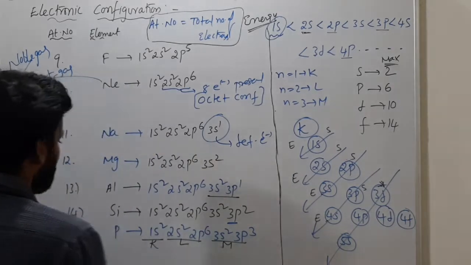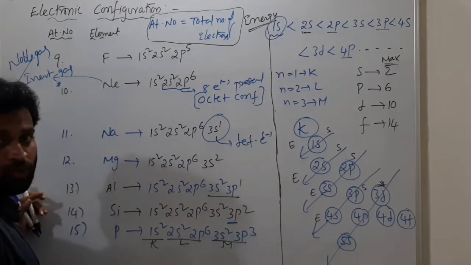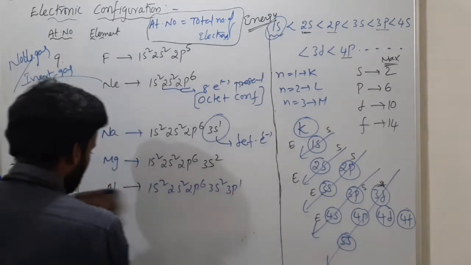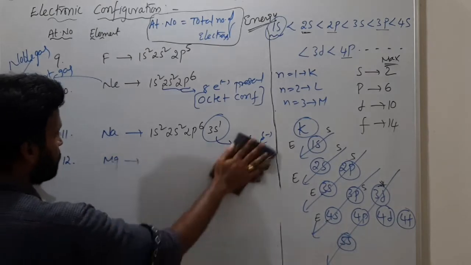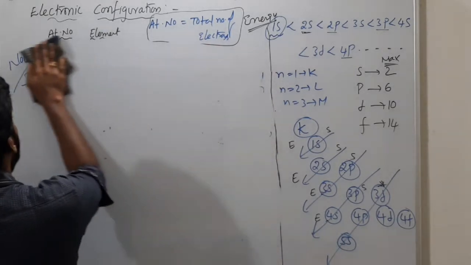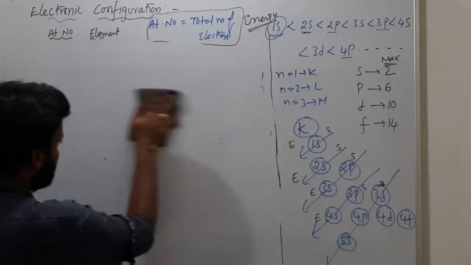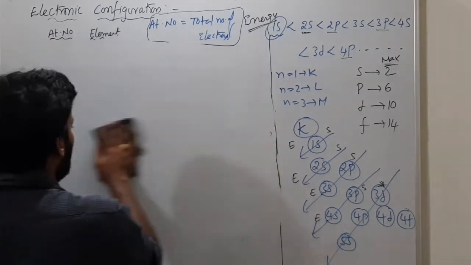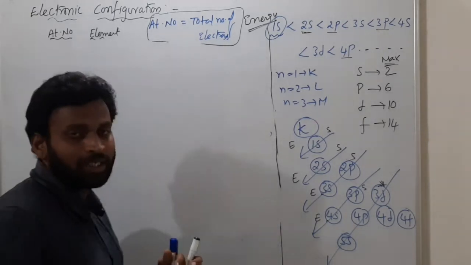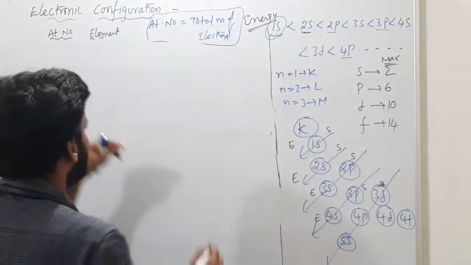Don't forget, try to remember everything here. So 15 elements we discussed. Again you have to write all these things. Here we discussed the noble gas, the inert gas, the octet configuration, and the differentiating electron, all those things we discussed.